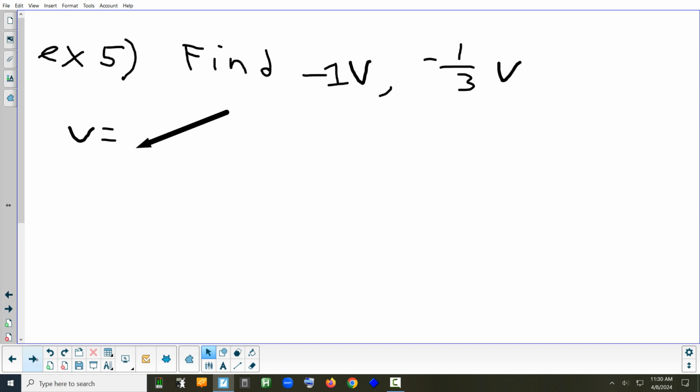Right. Let's try this one. So we're going to find negative, you don't have to put the 1, but negative 1v, and then negative 1/3 v.